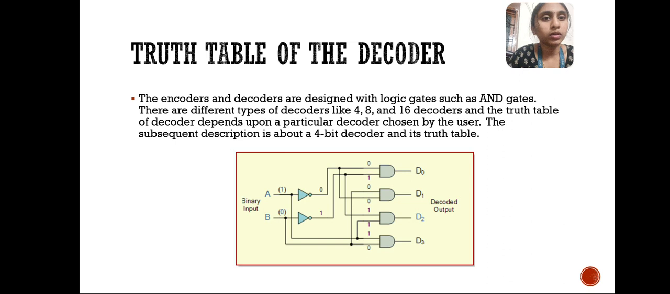Truth table of decoder. The encoder and decoder are designed with logic gates such as the AND gate. There are different types of decoders like 4, 8 and 16 decoders. The truth table of decoders depends upon the particular decoder chosen by the user. The subsequent description is about the 4-bit decoder and its truth table.